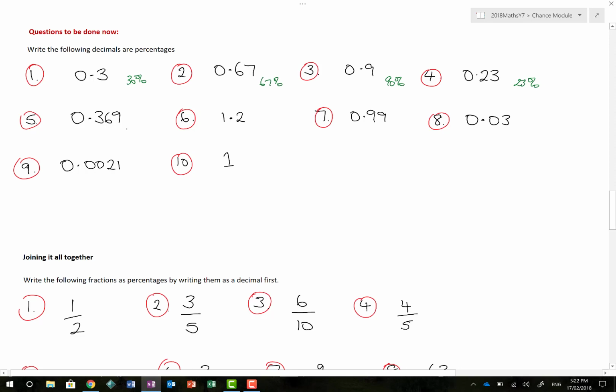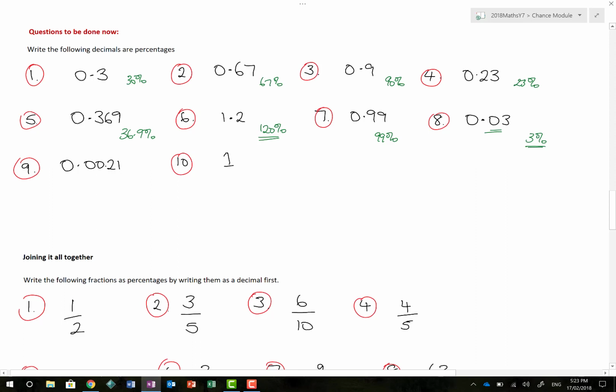23%. Now this one was a tricky one, but 36.9%. Wow! Yeah, I wonder how many of you fell over on this one. It actually worked out to be 120%. And if you remember from before, yes, you can have numbers more than 100%. This one, 99%. This one was a trick. How many of you got tricked? It was just 3%. And this one was an even bigger trick.